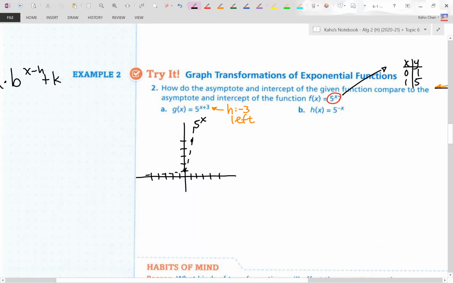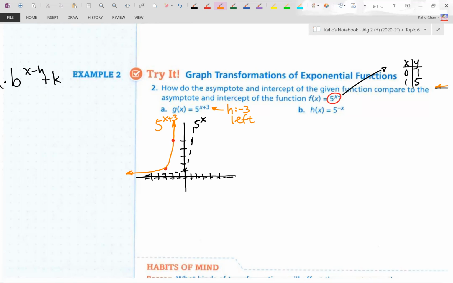And I'm going to move those 2 black dots 3 spaces to the left. 1, 2, 3. 1, 2, 3. Note that the horizontal asymptote doesn't get moved. It basically stays the same. It technically is moved to the left, but it stays the same. Oops, kind of messed that up a little bit. There it is. It's 5 to the x plus 3. Okay? Very good. That's your g of x function.